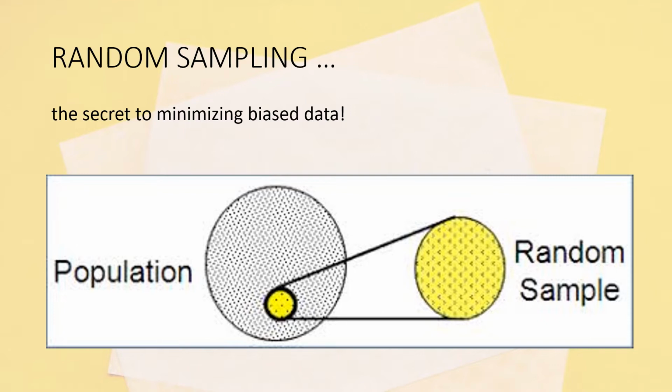Sounds simple, right? Unfortunately, it's a lot easier said than done. This is because there are a lot of logistics that need to be considered in order to minimize the amount of bias. There are four types of random sampling techniques. 1. Simple random sampling. 2. Stratified random sampling. 3. Cluster random sampling. And 4. Systematic random sampling.